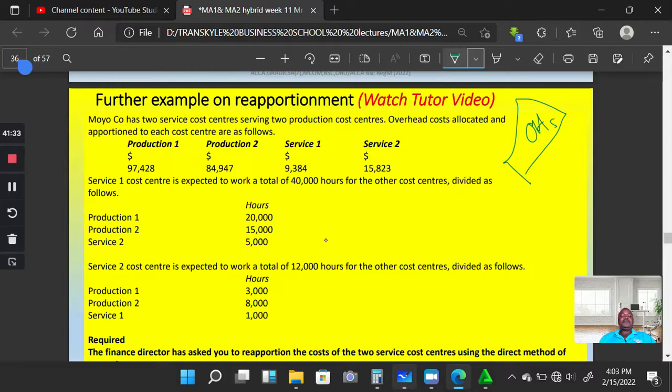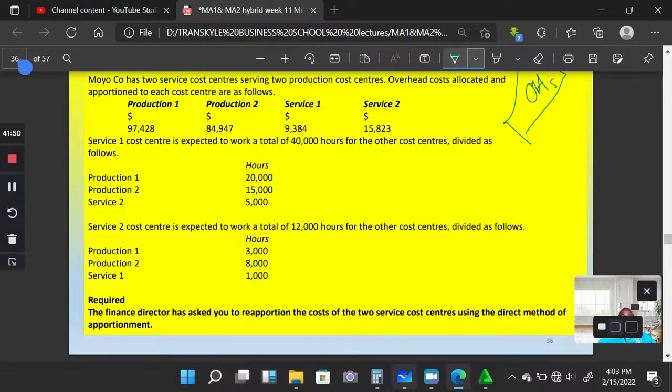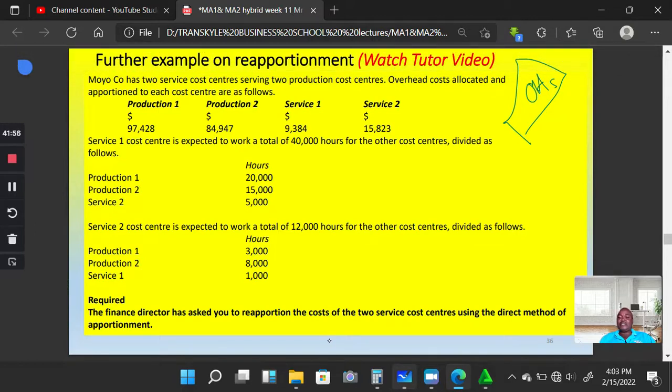All right, so this is the case now. We are given this information. In an exam situation, you can just go straight to the question required. The finance director has asked you to reapportion the costs of the two sales cost centers using the direct method of apportionment. We've just done the step-down approach, and in our previous video we did the direct method. This is a good revision and recap, so that these two methods sink in.